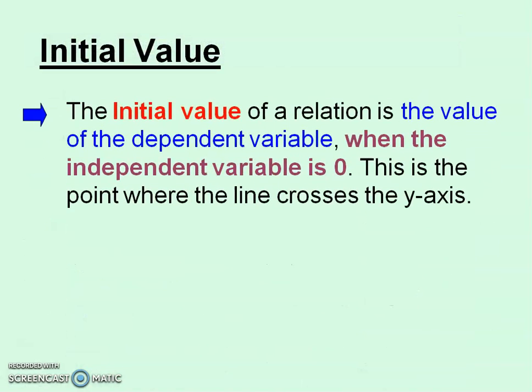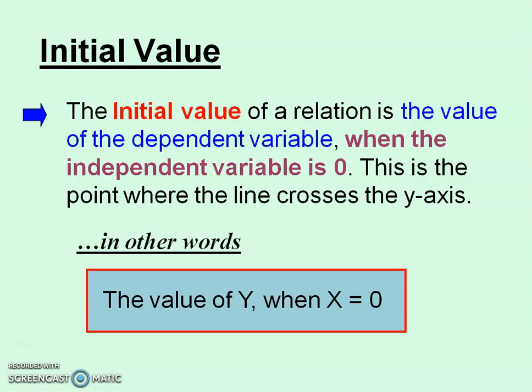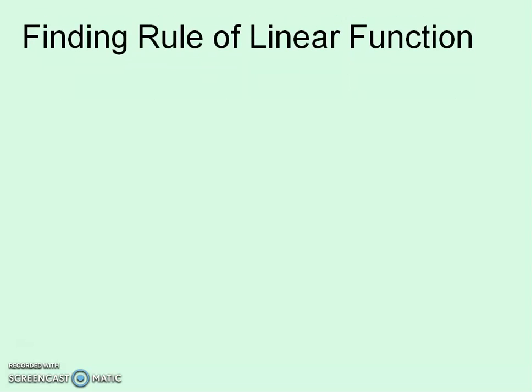The initial value is the value of the dependent variable when the independent variable is zero. Graphically, it's the point where the line crosses the y-axis. What this basically means is it's the y value when x is zero. Okay, so those are the parameters, the m and the b, of a linear function.